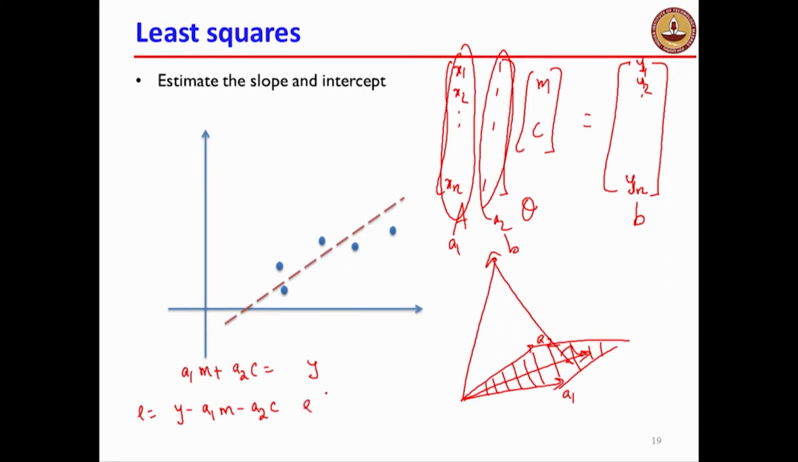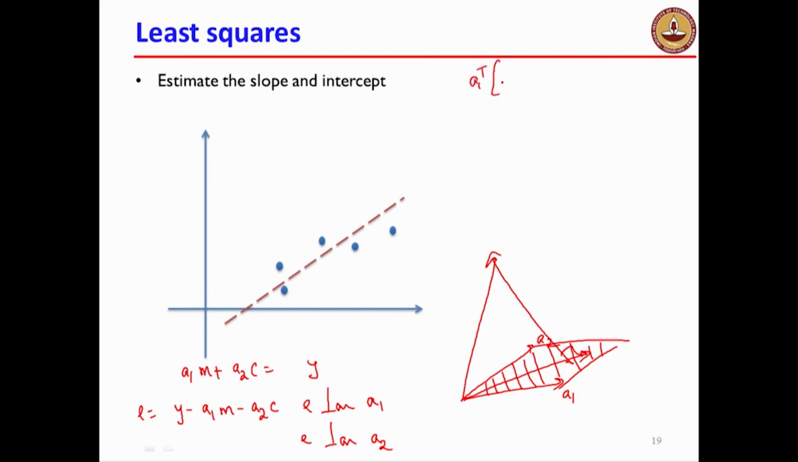So the error vector has to be perpendicular to this plane. If the error vector is perpendicular to the plane, it is perpendicular to A1. Error vector is perpendicular to A2. Right? Now, how is this useful? So I can write A1 transpose error should be equal to 0. Likewise, I can write A2 transpose error is equal to 0.